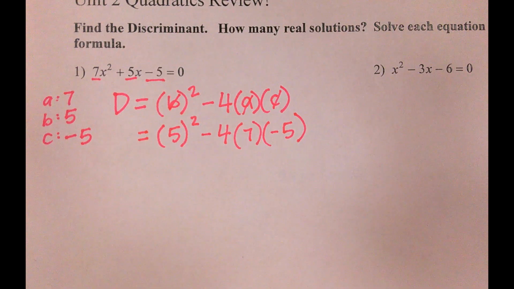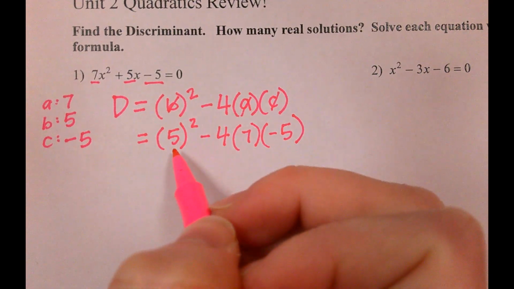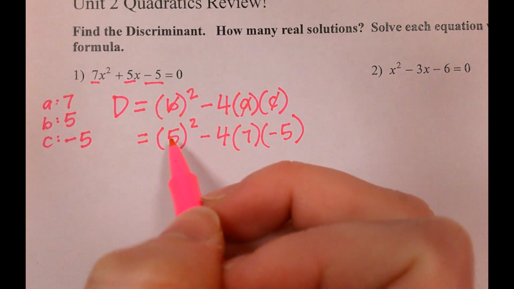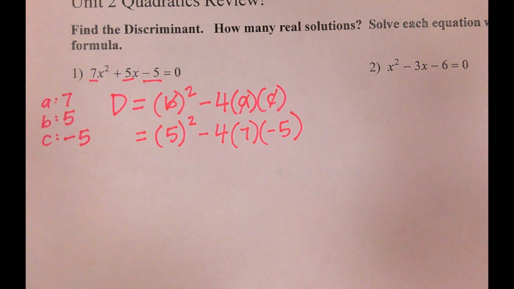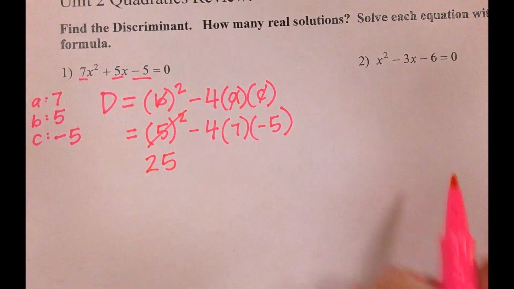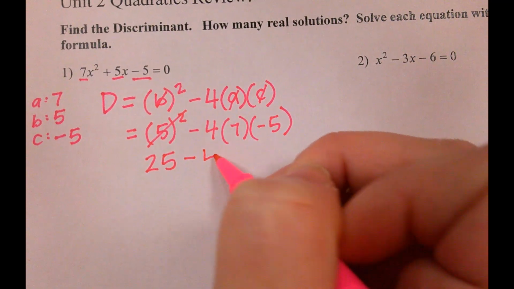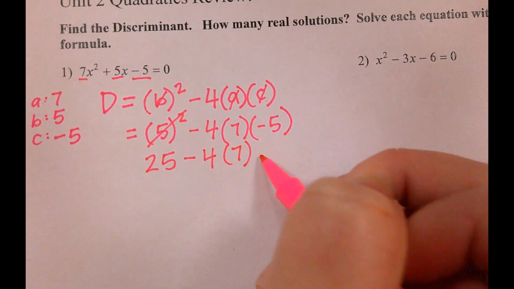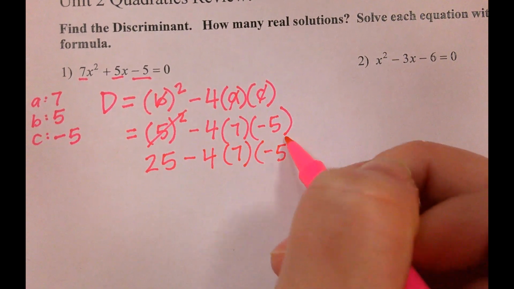So what do I do next? 5 times 5. Remember, squaring it is multiplying it by itself. So 5 times 5, 25. Bring down my -4 times 7 times -5.